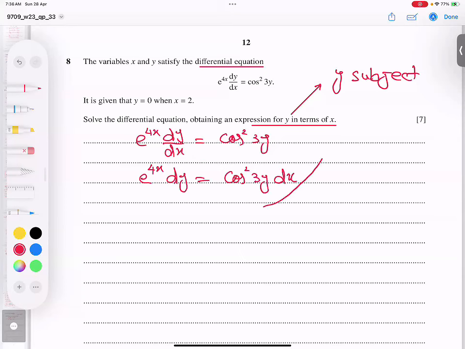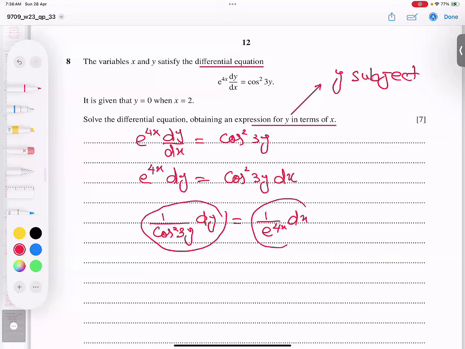Okay, but because I have to make y the subject, all values of y will come to the left side. So 1 over cos square 3y into dy. This will go under it. So 1 over e to power 4x dx. You see, all y variables on the left side, all x on the right-hand side.